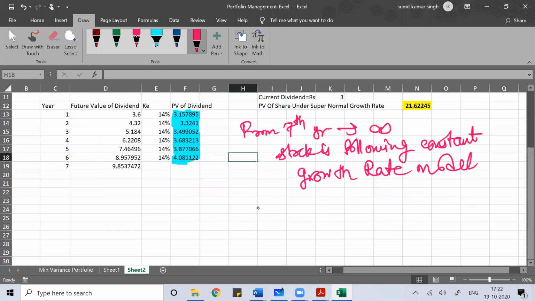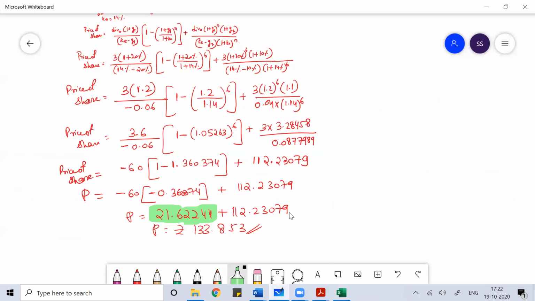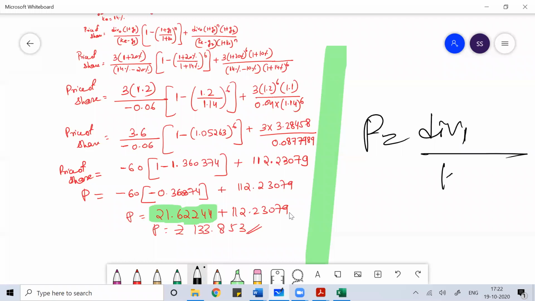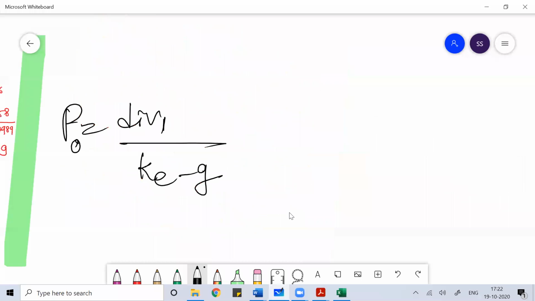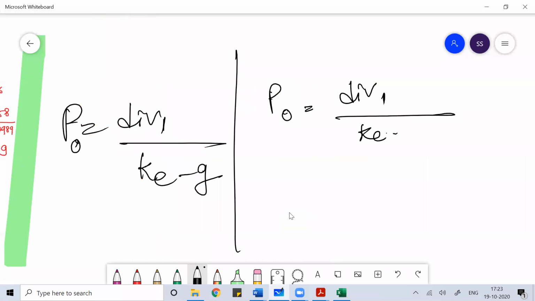If you remember, the constant growth rate model formula was P0 is equal to Div1 divided by ke minus g. We did this very recently. This is the formula for the constant growth rate model: the present price of the share is equal to the dividend for the next year divided by k minus g.